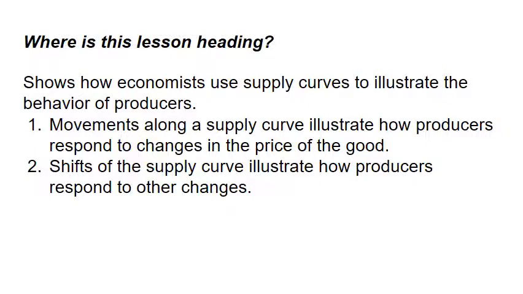This lesson shows how economists use supply curves to illustrate the behavior of producers. It shows how movements along a supply curve illustrate how producers respond to changes in the price of the good. Shifts of the supply curve illustrate how producers respond to other changes that affect their profit.